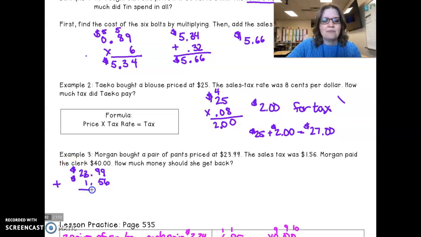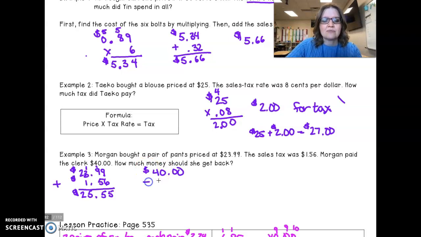I add that up. So 9 plus 6 is 15. Carry our 1. We have another 15. Carry our 1. We have another 5. It seems like we've got a whole slew of 5s. So $25.55 is what she has to pay. She gives the clerk $40.